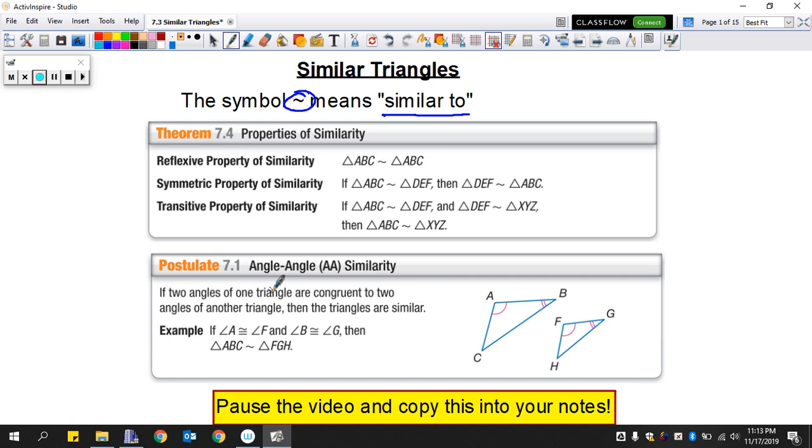The first postulate, postulate 7.1, is the angle-angle similarity. That says that if two angles of one triangle are congruent to two angles of another triangle, then the triangles are similar. So it doesn't matter the size of it, as long as two angles between two triangles are congruent, the triangles are going to be similar. Pause the video and copy these properties and this postulate into your notes.